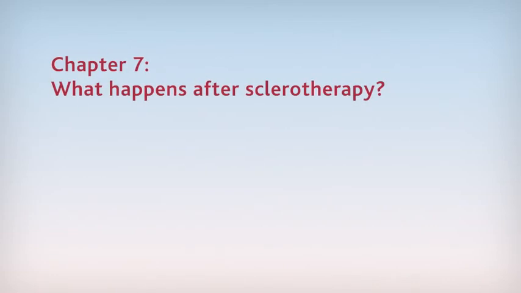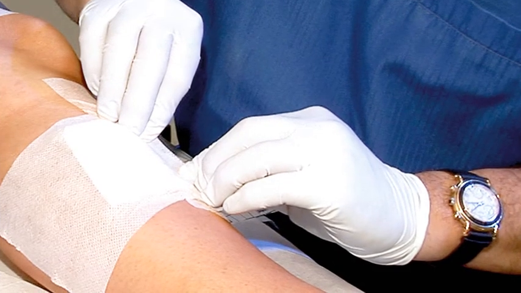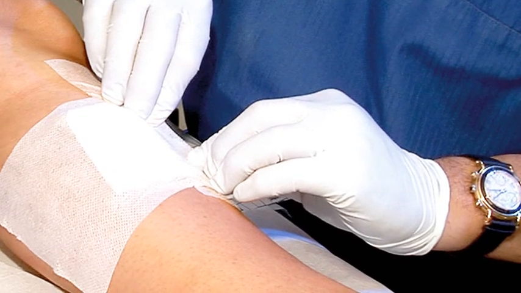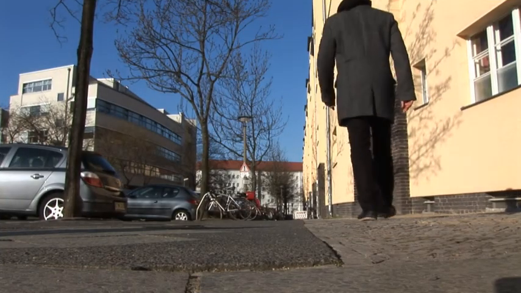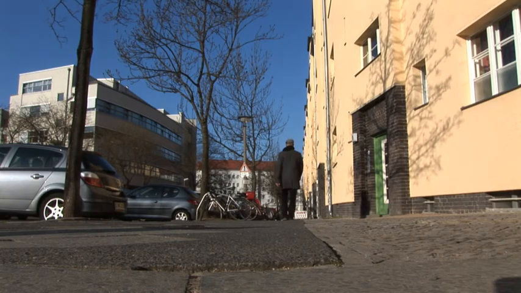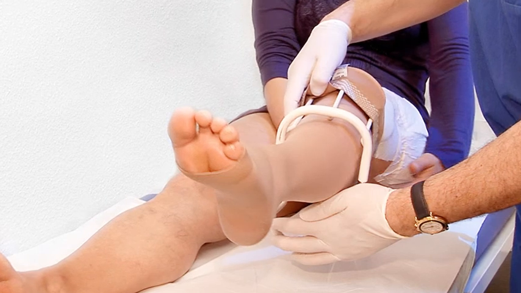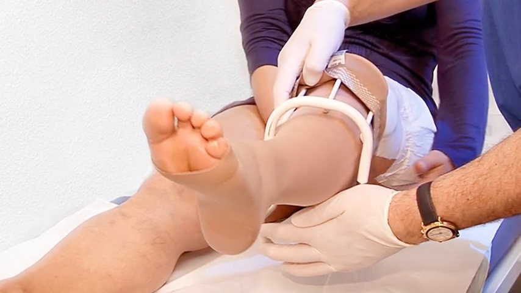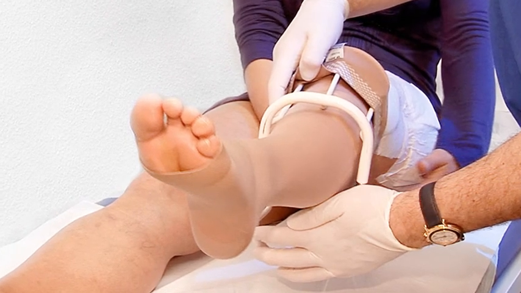What happens after sclerotherapy? Upon completion of sclerotherapy, an adhesive tape is applied, then a compression stocking or bandage. Patients should walk for about 30 minutes directly after the treatment. To ensure treatment effectiveness, compression stockings should be worn for several days for smaller varices and for several weeks for larger varices.